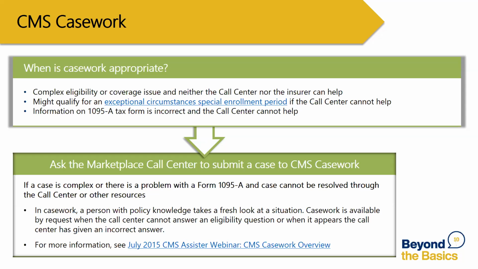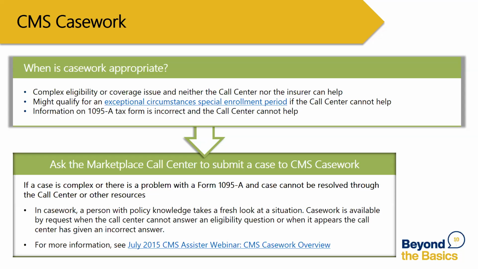And as I mentioned, casework can often provide a quicker result if there's just a minor issue that someone is facing, without having to go through a formal appeal. Sometimes an individual may have a complex eligibility or coverage issue that the call center can't help with or the insurer can't help with. Or sometimes there's an exceptional circumstances special enrollment period that needs a little bit more assistance. In these cases, if the consumer calls the call center and the call center cannot assist, the consumer can ask for casework assistance. The casework folks who look at these cases are not part of the call center. They're more subject matter experts who have direct policy knowledge, and they can look at a situation and sometimes assist more directly and move an eligibility determination through.